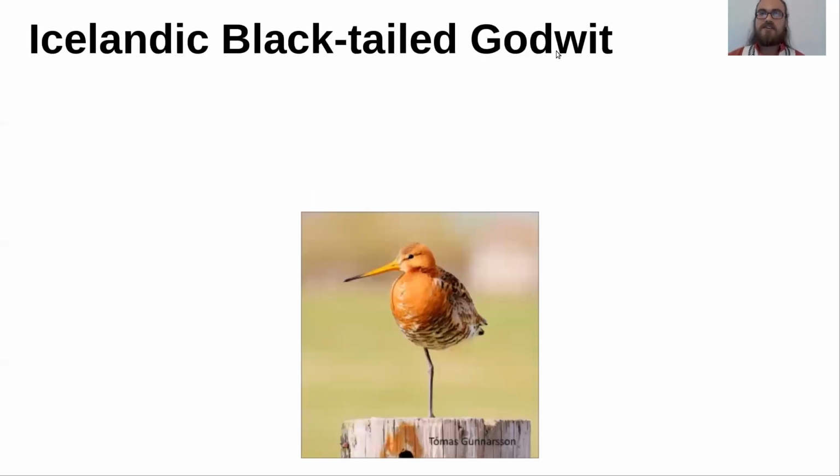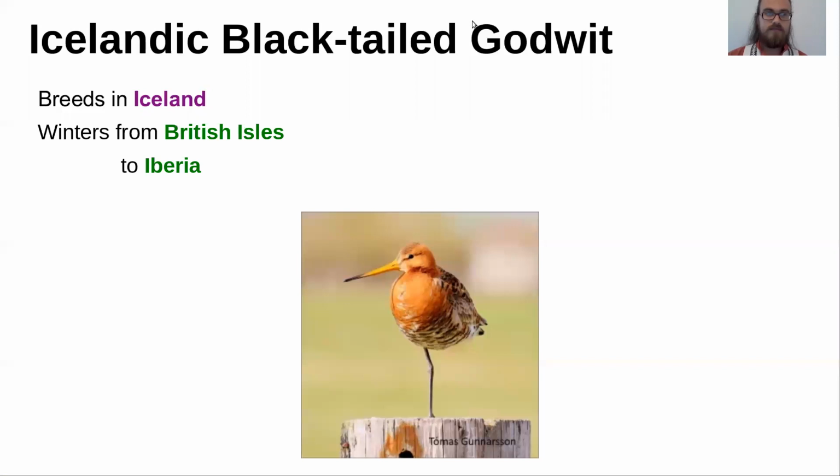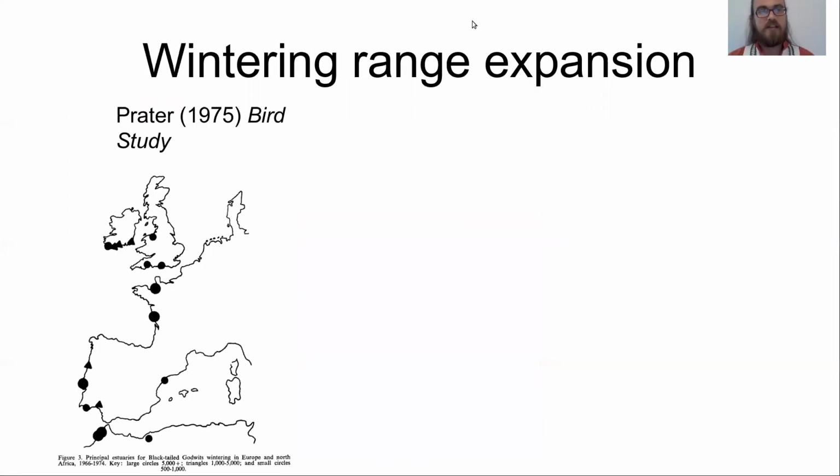Okay, so this is a black-tailed Godwit, an Icelandic one to be precise. And as the name suggests, this population breeds in Iceland. And then during the winter, they can winter anywhere on the west coast of Europe, from Britain down to Iberia. And unlike the continental population, this population is actually doing quite well. So as well as the breeding range, the wintering range is expanding.